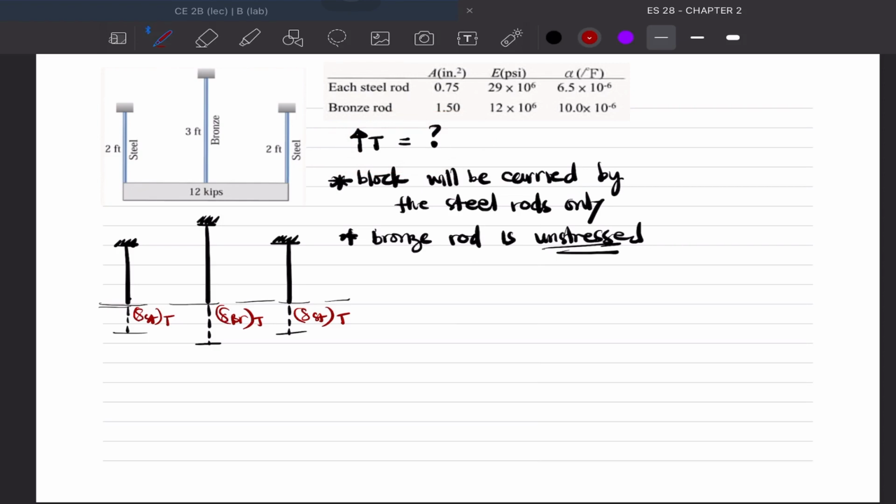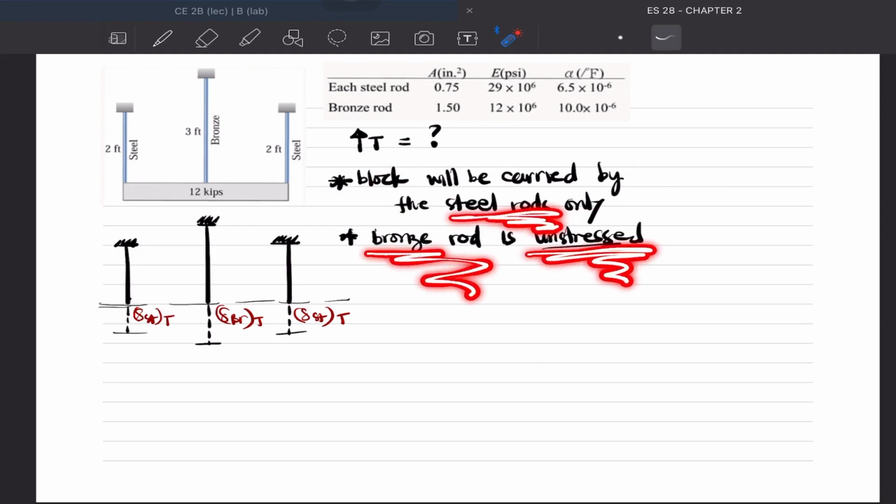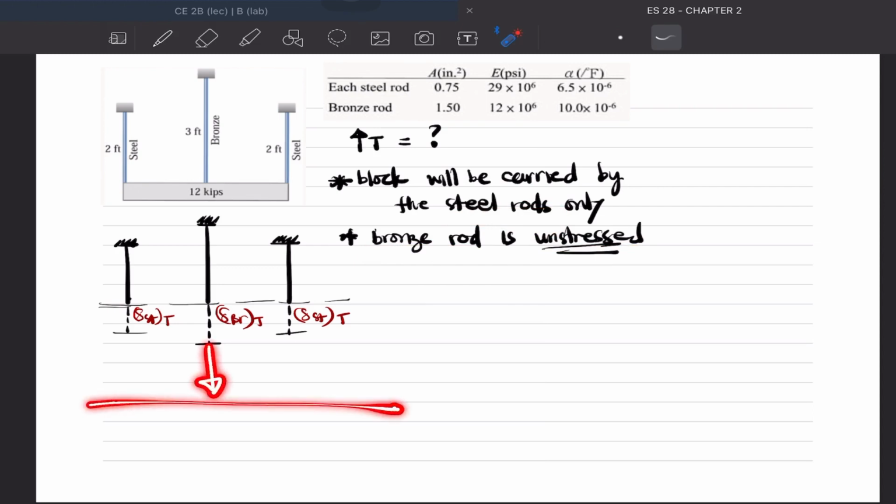Next, we apply a force to restore the constraint, the rigid block that is preventing the deformation, back to its attachment. But the condition in the problem is that the block will be carried by the steel rods only. So, the bronze rod will not exert any stress. Meaning, we do not apply force to restore it back.